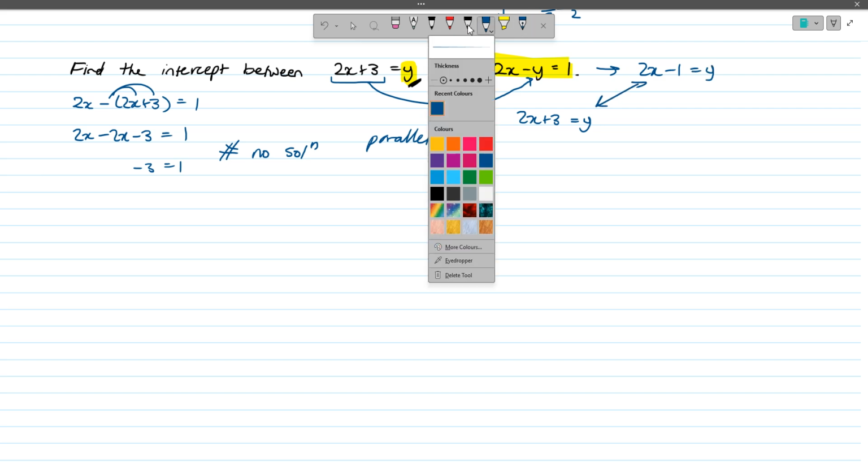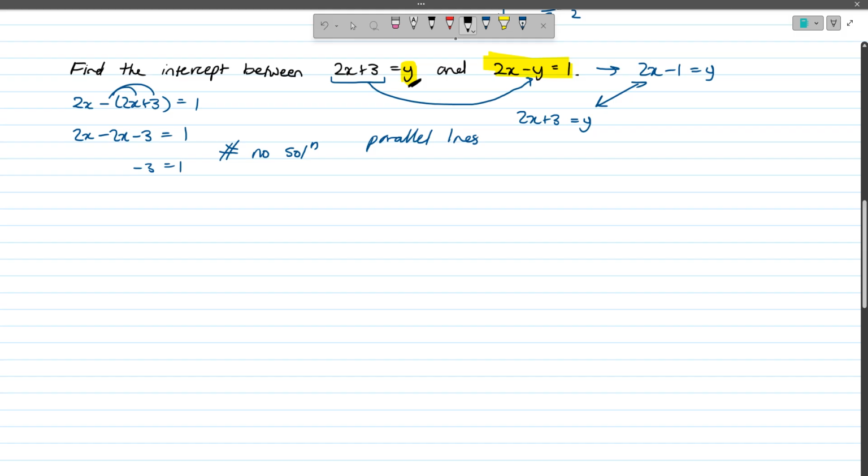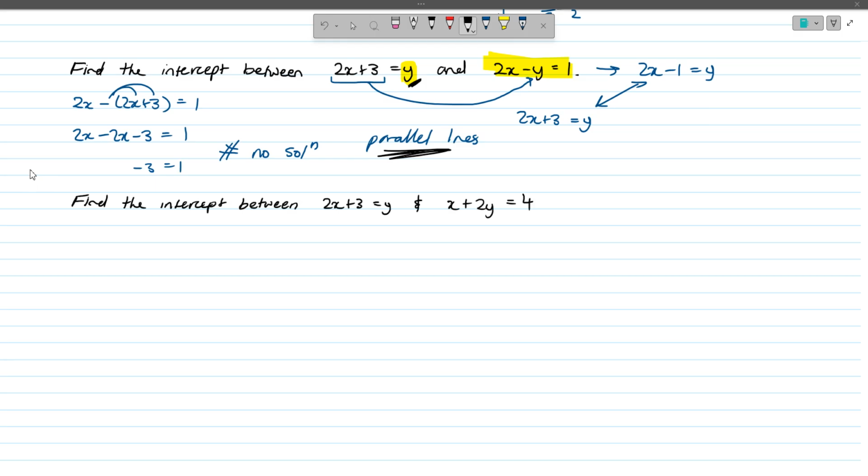So I want to go through another one. Well, I want to keep that example up anyway, just so you guys can see that if you get weird answers, then they're probably parallel. Because there's no solution, there's no intercept, which means you would get an illogical answer.